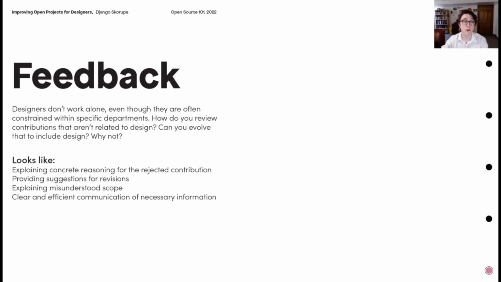Well, how do you review contributions that aren't really related to design? Can you evolve your process for reviewing pull requests to include design-based submissions? Why or why not? Feedback, good feedback, looks like explaining concrete reasoning for rejected contributions, as well as providing suggestions for revisions and explaining misunderstood scope. In short, it is clear and efficient communication of necessary information.